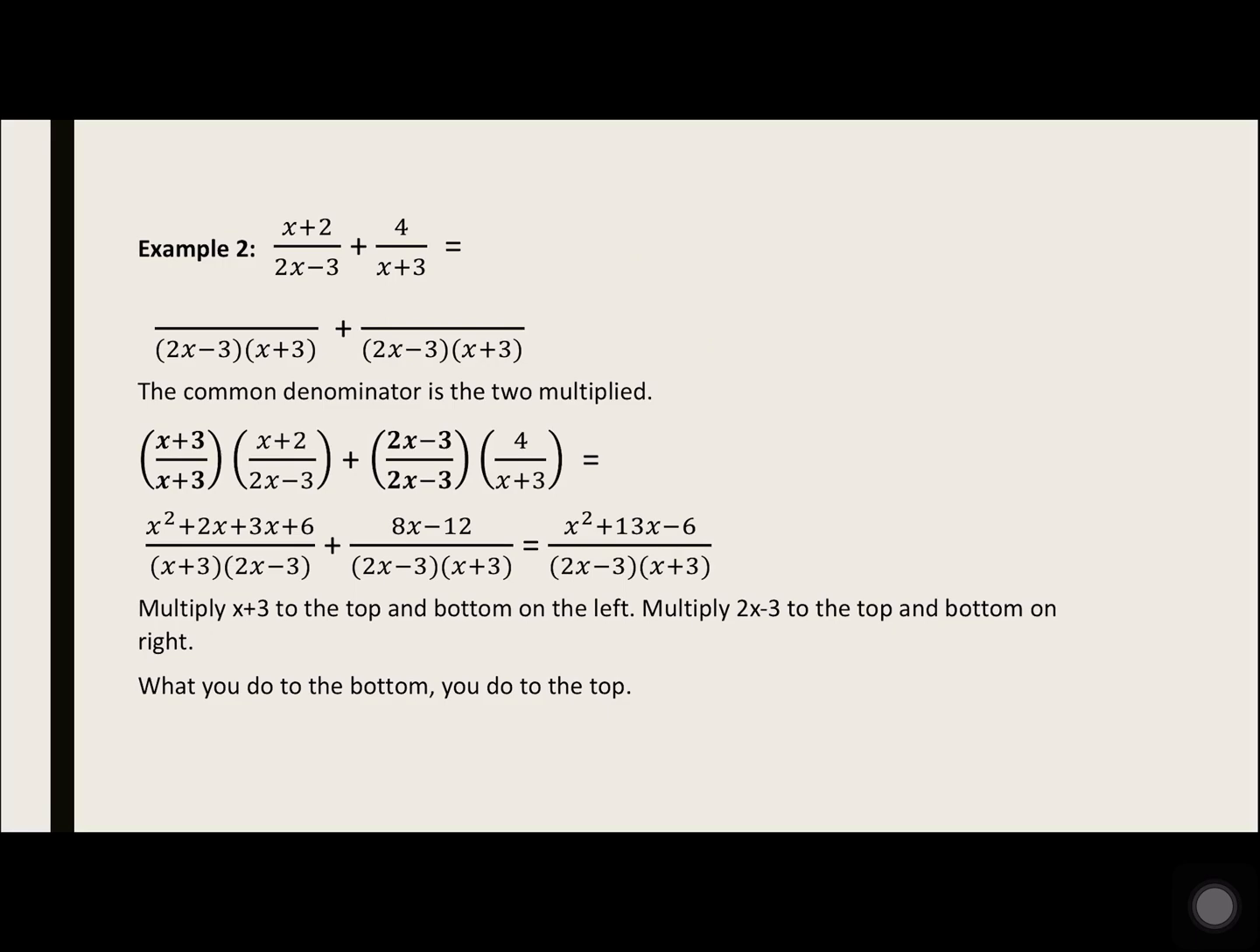We're going to add our like terms now on the top. x squared is the only x squared. 2x plus 3x is 5x, plus 8x is 13x. 6 plus negative 12 is negative 6. So we get x squared plus 13x minus 6. The bottom stays the same, (2x minus 3) times (x plus 3). So we got our common denominator by multiplying the two. And whatever gets multiplied in the bottom also gets multiplied to the top.